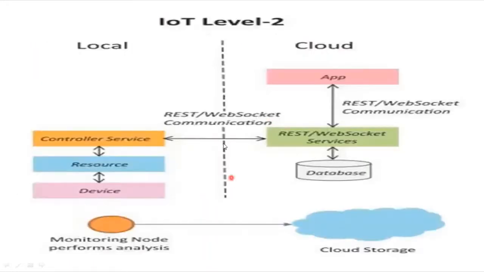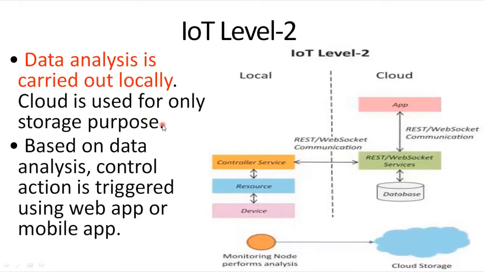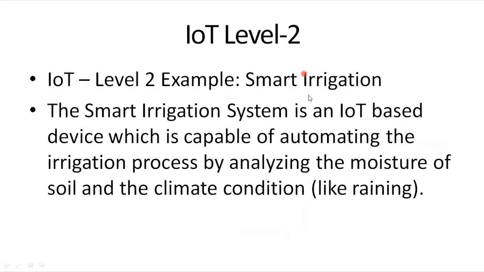level 2, we will store data in a cloud. Will you identify the difference? In level 1, everything exists locally. Here you will store the data in a cloud. For example, a smart irrigation system is the best example.